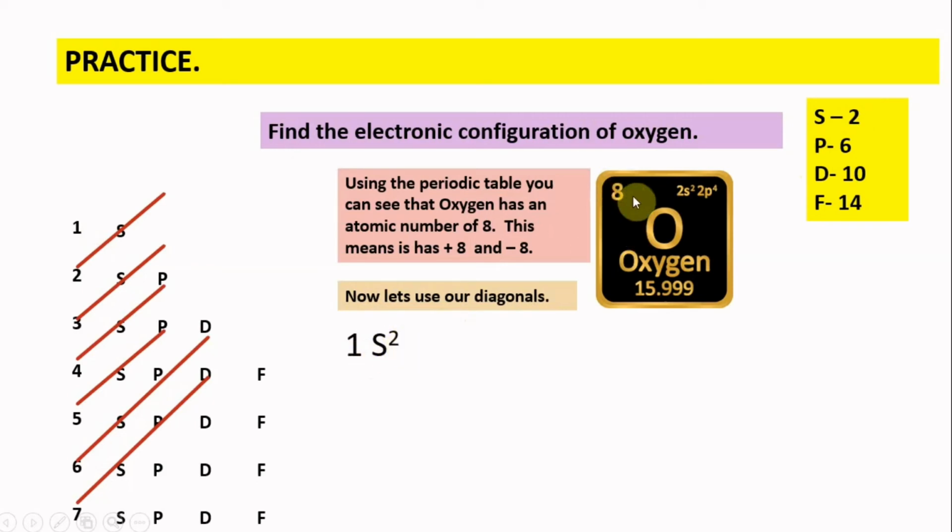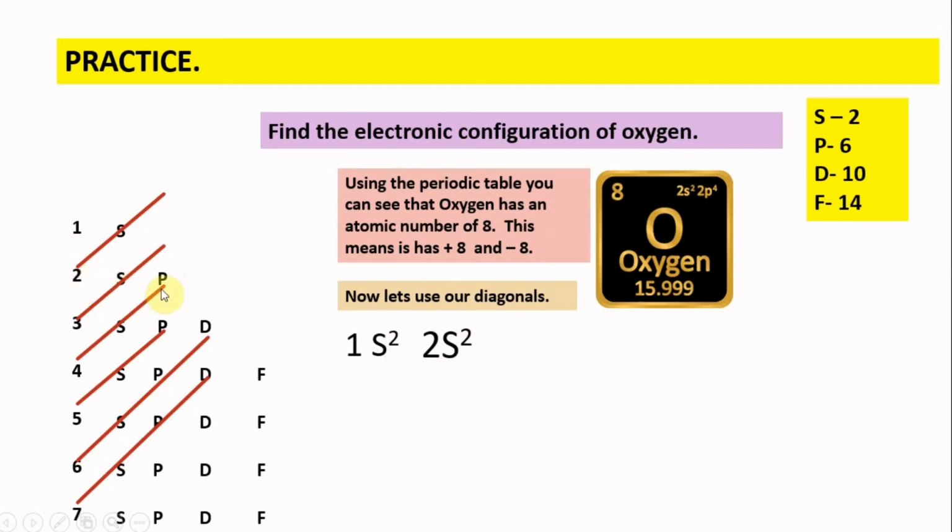So now we continue with this one, S, and we are in 2, 2s, 2. So if we add 2 plus 2, we have 4, but we still don't get to number 8. So we continue. In this case, we move to P, and it is in the same row of 2, so we write 2p. And in the case of P, it can admit up to 6 electrons, and you might say, Miss, but you add 4, not 6.